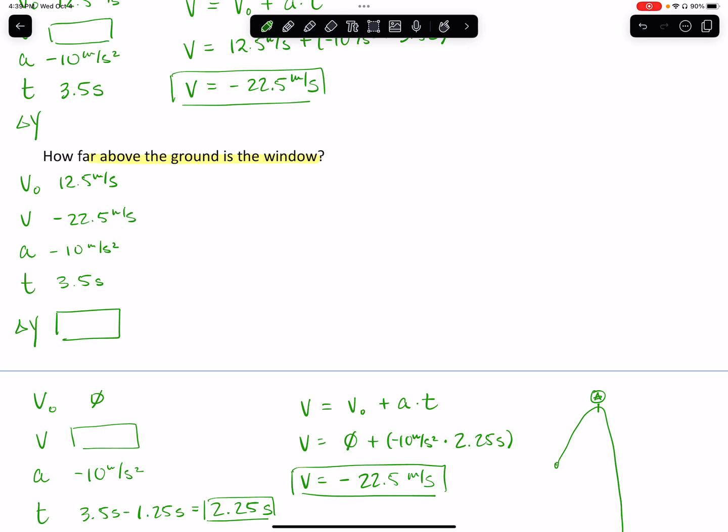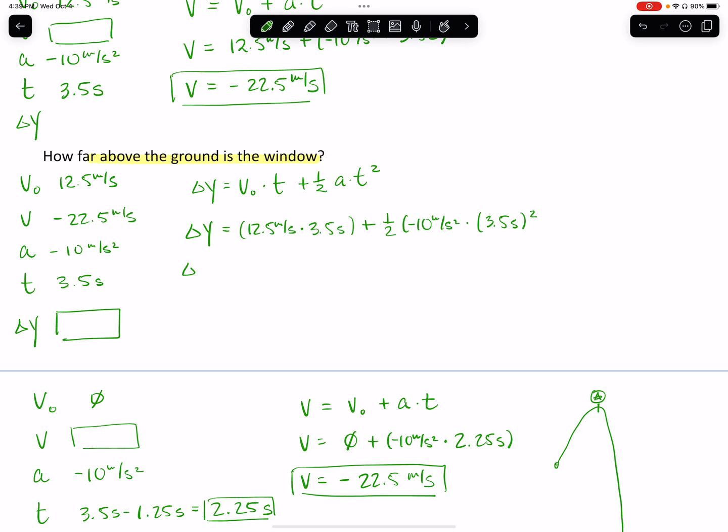All right, let's see. What do I want to do? Maybe this time I'll do the change in position is equal to initial velocity times time plus 1/2 a t squared. You could use the v final squared equals v initial squared plus 2a delta x. That would work too, but we did that up there, so let's try something different. So we've got 12.5 meters per second times 3.5 seconds plus 1/2 times negative 10 meters per second squared times 3.5 seconds squared. So if we plug that into our calculator, change in position.